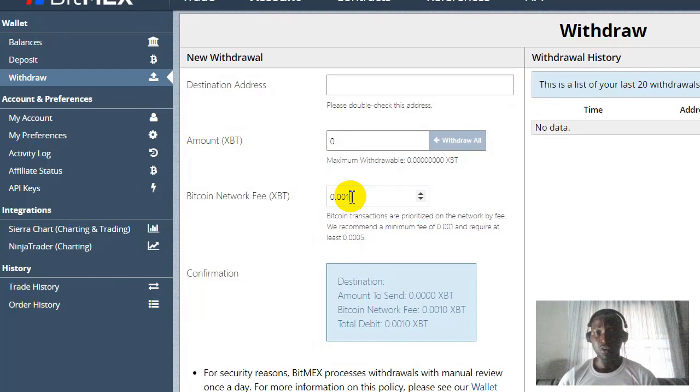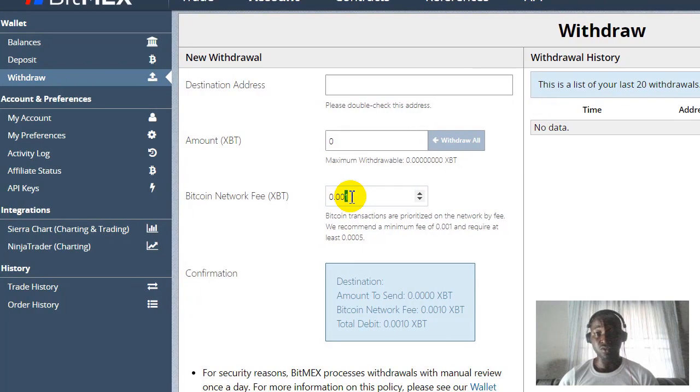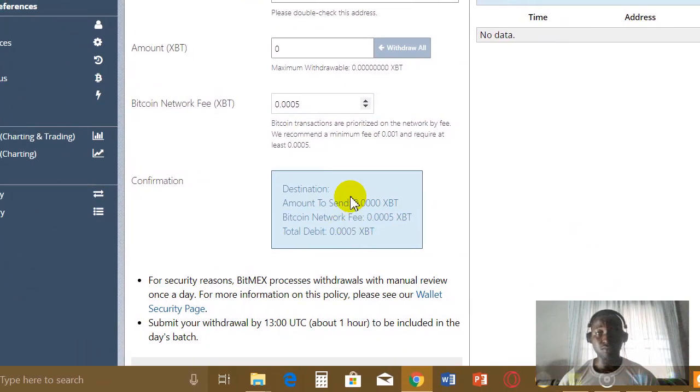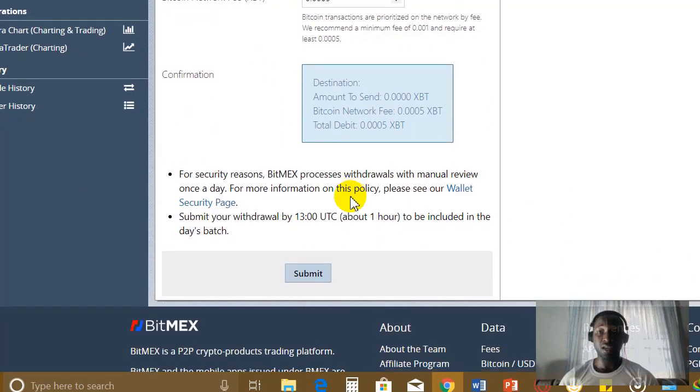But normally I don't use 0.01. I definitely reduce it to about 0.05 to at least reduce the mining fee charged for my transaction. So the lower the fee, the longer it takes for your transaction to be confirmed.